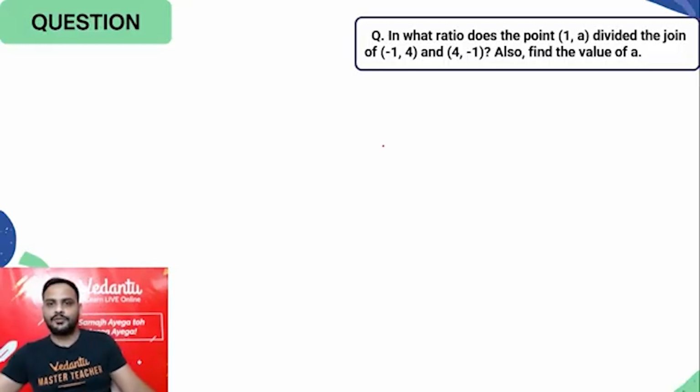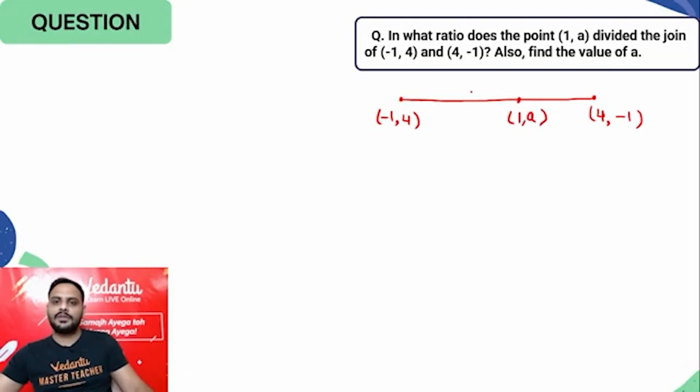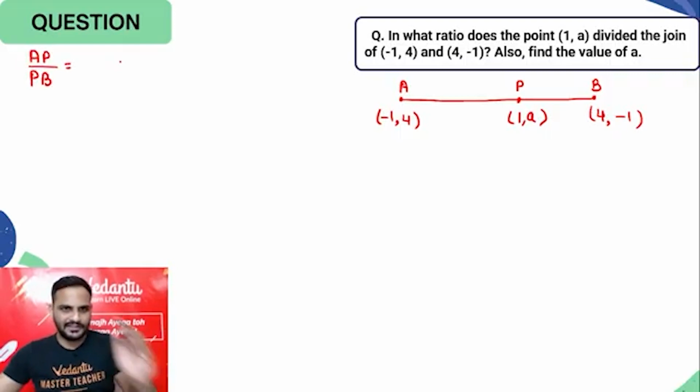Okay, so look beta, what they are saying is that 1 comma a is dividing minus 1 comma 4 and 4 comma minus 1 in some ratio. What is that ratio, and find the value of this a as well. Now look, suppose I don't know the ratio. Let's say it is a point A, it is a point B and it's a point P. So I don't know what the ratio of AP upon PB is, it's not given. Let's say this ratio is some number, let's say it is equal to k.